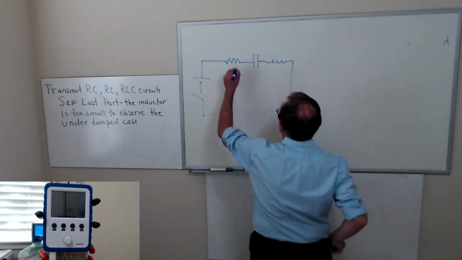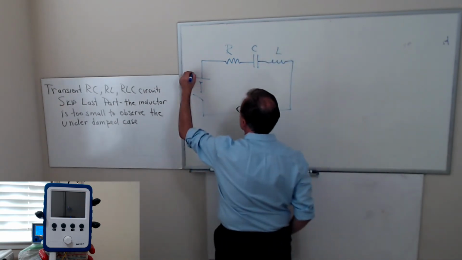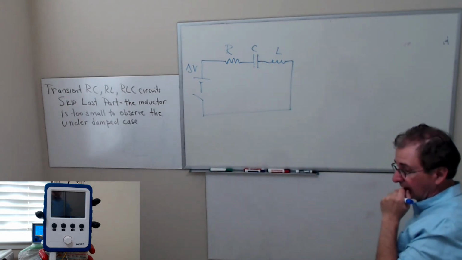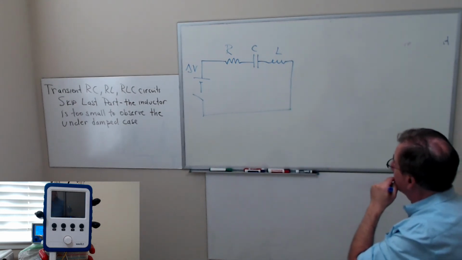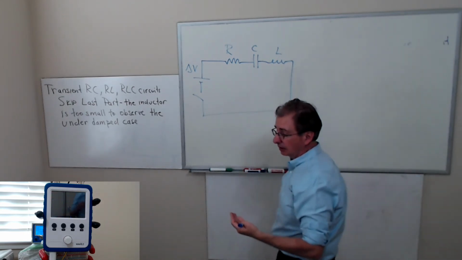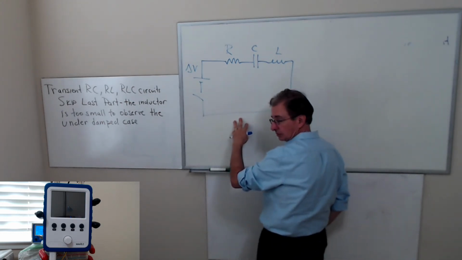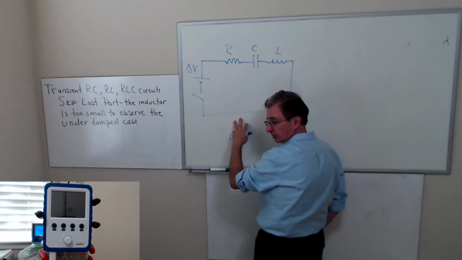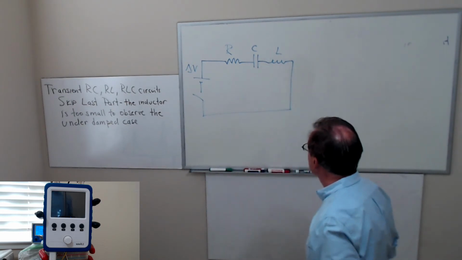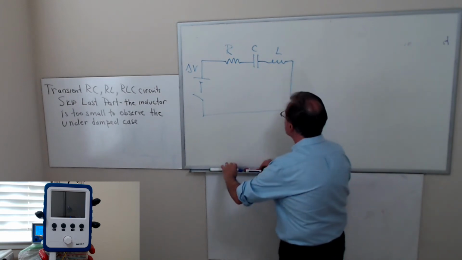Anyway, so this is R, this is C, and this is L. And we'll call this delta V. I close the switch and something will happen. I mean, I know what's going to happen, right? You'll get the current build up. And what happens as t goes to infinity? What should happen to the circuit? It becomes an open wire because the capacitor is fully charged.